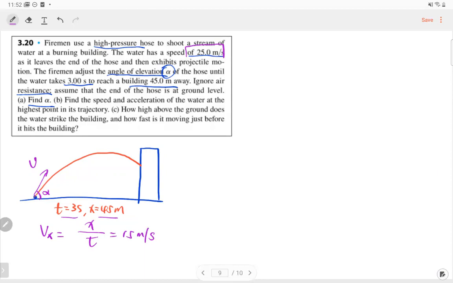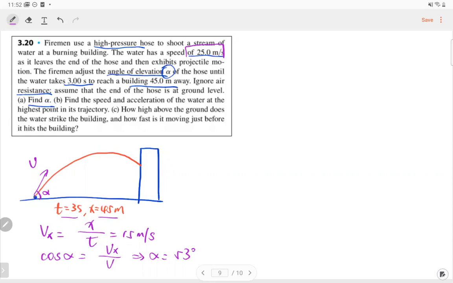That's the X component. Then the X component will give us the cosine alpha. That's the X component over the total velocity. Okay, so we get the alpha. Let's check the solution. The alpha will be 53 degrees. This is the first question.